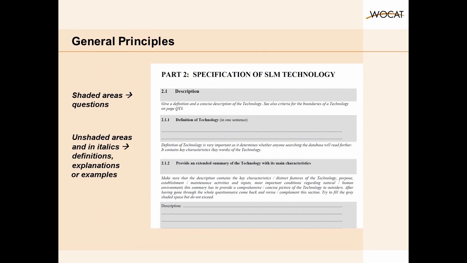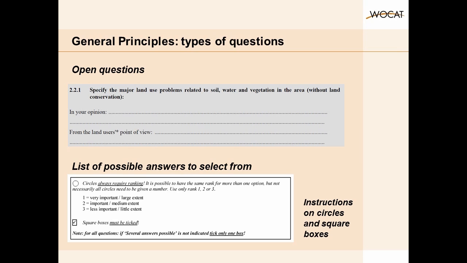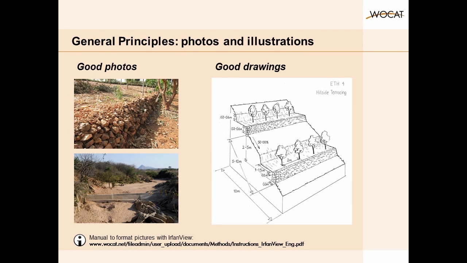Looking at the layout of the questionnaires, you can see that shaded or gray parts are questions to be filled in, and unshaded or white parts and what is written in italics are definitions, explanations, or examples. There are different types of questions. Open questions, which you have to answer with text, or questions which offer a list or catalog of possible answers from which you have to choose and/or rank. Circles always require ranking. It is possible to give the same rank to several answers, but not necessarily all circles need to be given a number from 1 to 3. Squares must be ticked. If several answers possible is not indicated, only one box can be ticked. Good photos and drawings are crucial for understanding and illustrating the main features of the technology or approach.